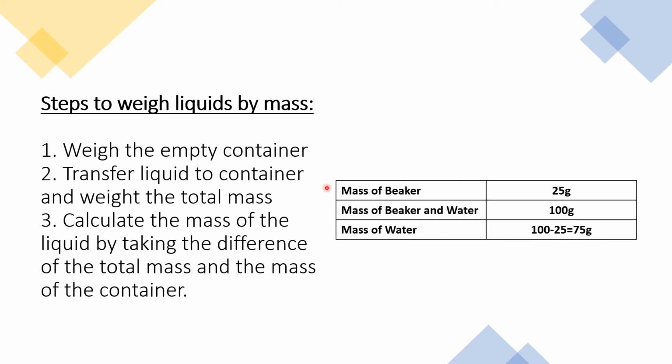In other words, if I had a sample of water and I wanted to measure how heavy it was, I could take the mass of the beaker, let's say it was 25 grams. The mass of the beaker and the water together was 100. Well, the difference between the two, 100 minus 25, is going to be 75 grams. Everything that's remaining is going to be the water that we have added.